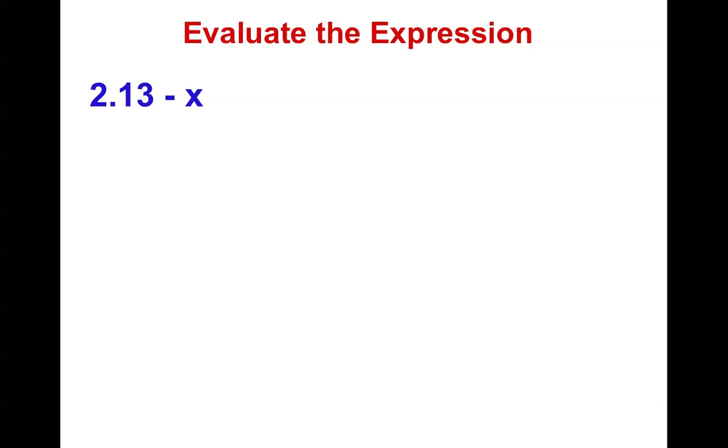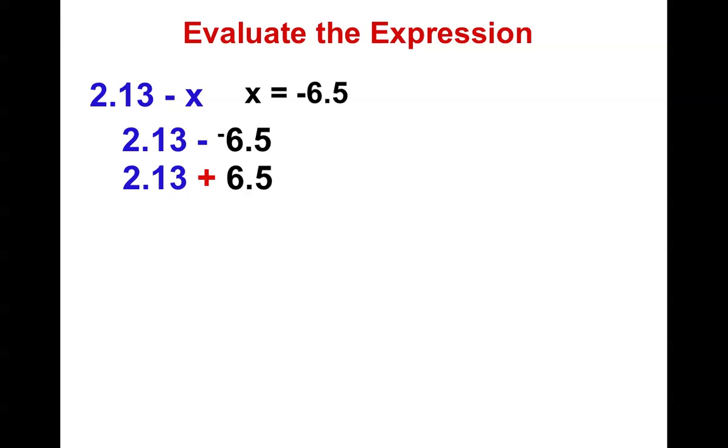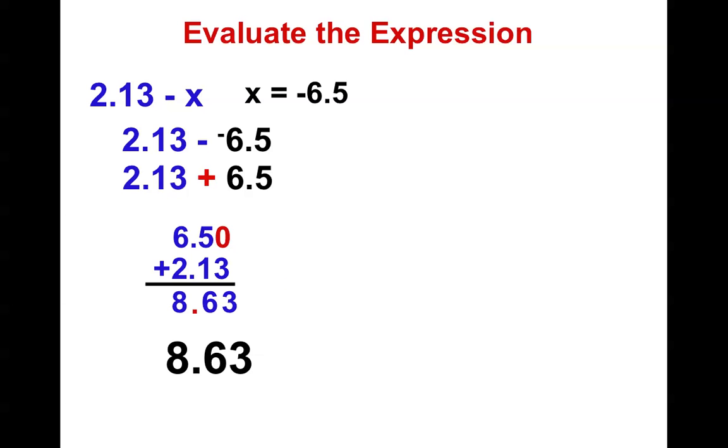All right, lastly, what if we have variables? Well, we'll tell you what the variable is, and you can substitute it in. Then you can add, and the opposite of -6.5 would be +6.5. They're the same, they're both positive, so I add them together. Decimal comes straight down, and I get my answer.